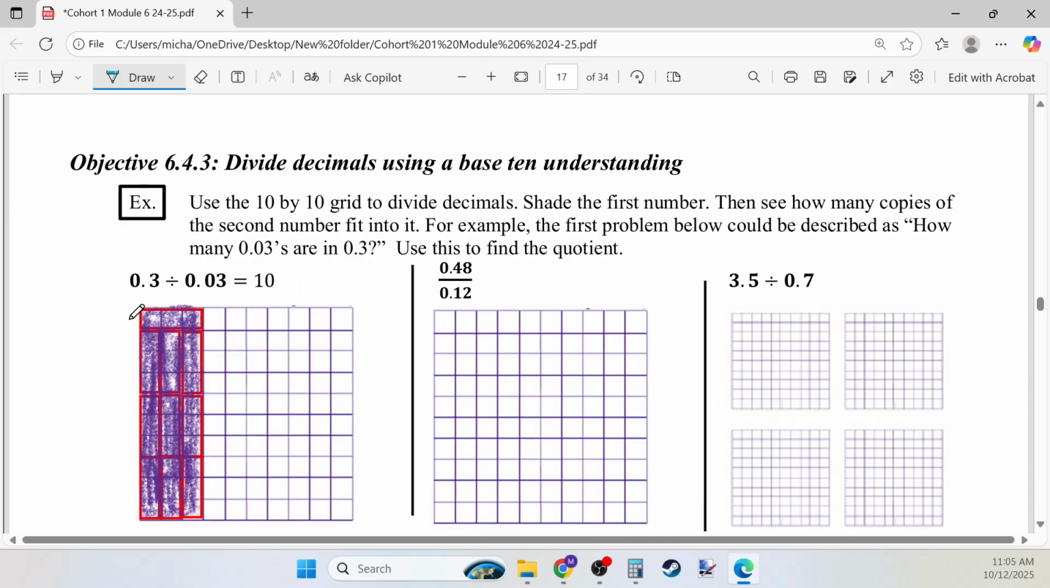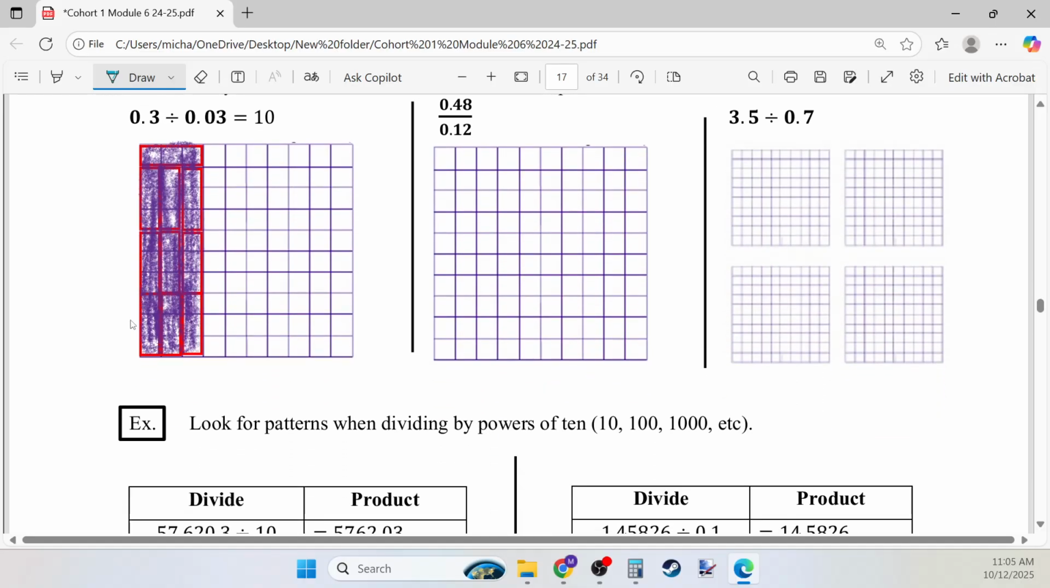Dividing by a decimal works. The picture of taking 0.3 and dividing it by 0.03. This is a group of 0.03. This is another group of 0.03. We go through until we take the whole 0.3, break it up into pieces that are size 0.03. There are 10 groups of that size.